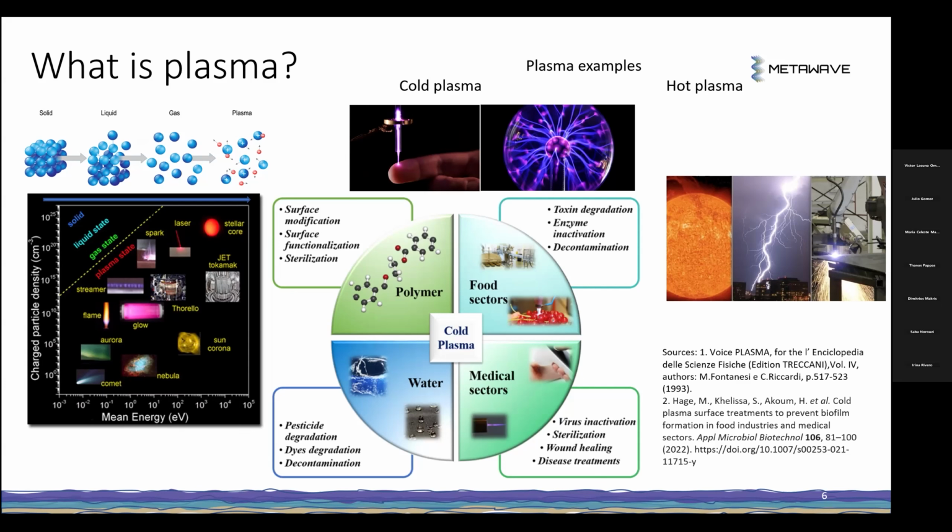There are different types of plasma, including thermal plasma and non-thermal plasma. Plasma can be found in nature, such as in lightning, flames, nebulas, and stars like the sun. In industry, plasma has a variety of applications.